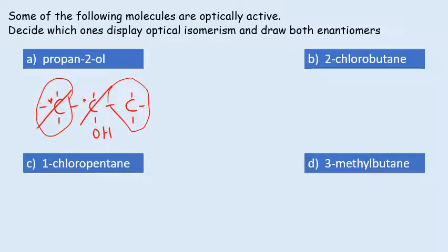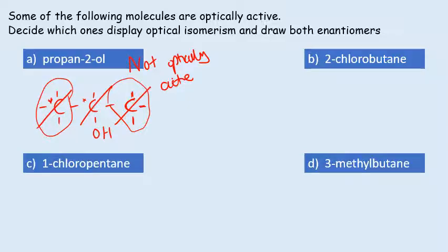And the carbon on the end here, it has 3 hydrogens, which are obviously all identical. So that's not a chiral carbon anyway. So A is not optically active. It doesn't have a chiral carbon, it's not optically active, does not display optical isomerism.